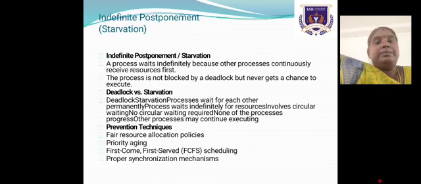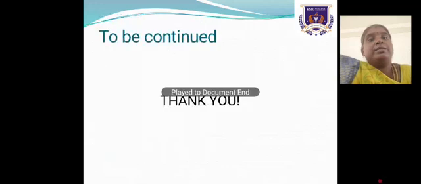Deadlock versus starvation. In deadlock, processes wait for each other; in starvation, a process waits indefinitely for a resource. Deadlock is permanent and involves processes in circular waiting; starvation requires no circular waiting. In deadlock, none of the processes progress; in starvation, other processes may continue executing. Prevention techniques: fair resource allocation policies, prioritizing, first come first served scheduling, proper synchronization mechanisms.